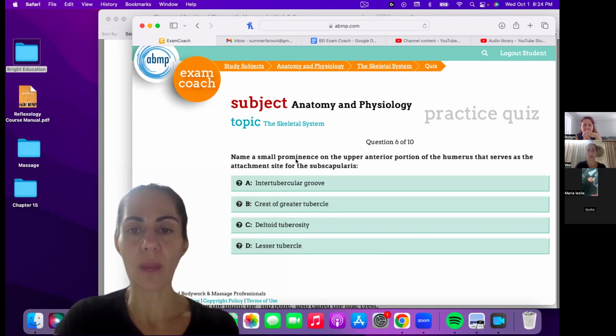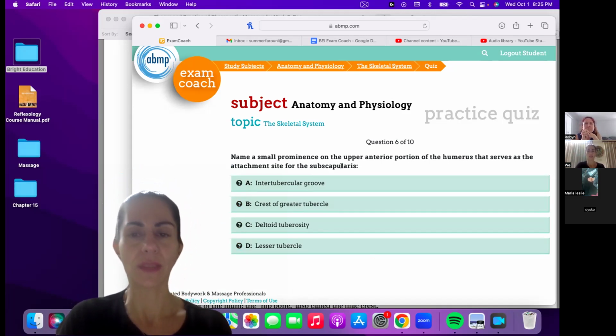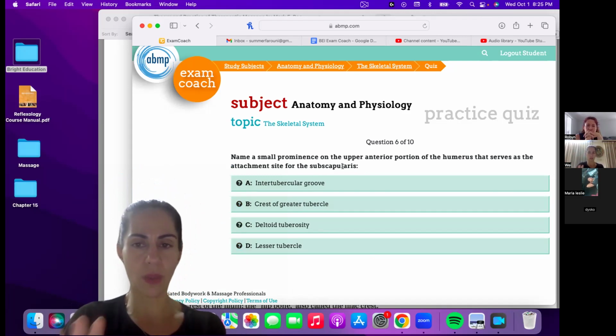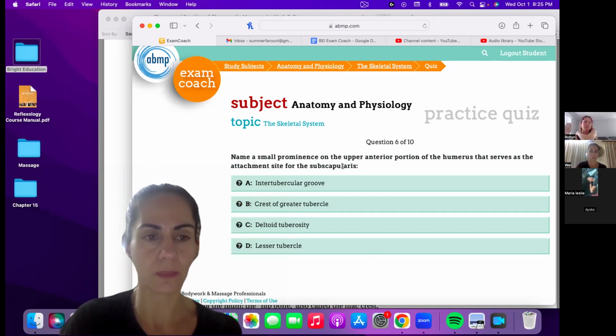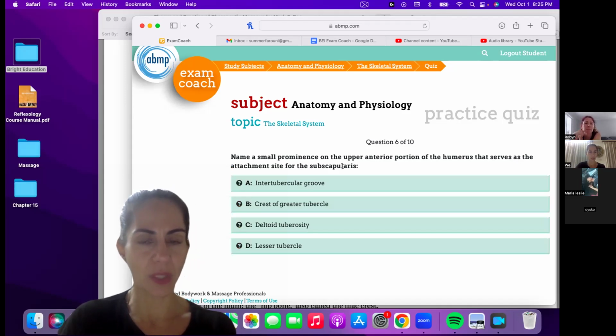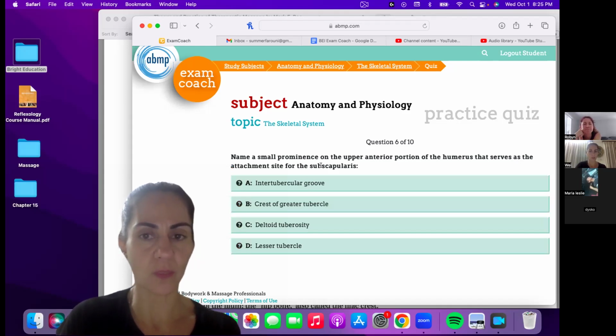Okay, name a small prominence or bony landmark on the upper anterior portion of the humerus that serves as an attachment site for the subscapularis. So subscapularis is a muscle. Do you remember where we find that muscle? If you don't, I'll tell you. It has to do with the scapula. It's one of the rotator cuff muscles. But remember when we said sub?